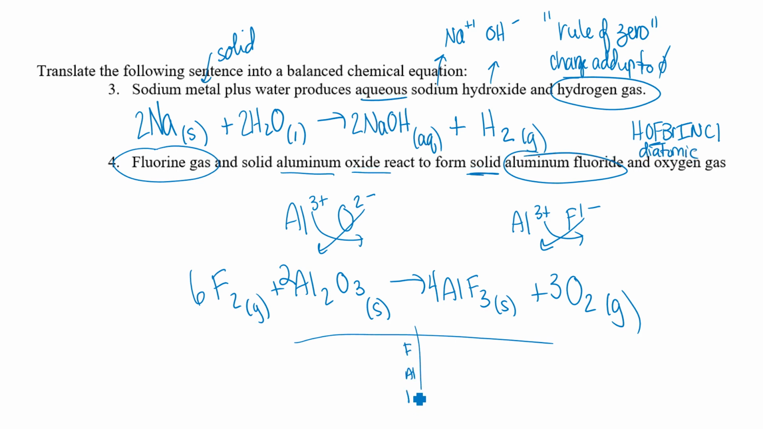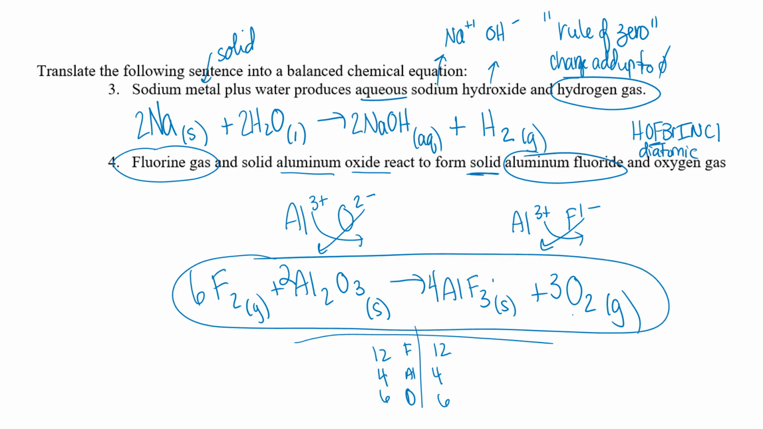On the left, we have 6 times 2, so 12 fluorines, and on the right, 4 times 3, so 12 fluorines. On the left, we've got 2 times 2, so 4 aluminums, and 4 aluminums over here. And then 2 times 3, we've got 6 oxygens over there, and 6 oxygens over here. So now it's balanced. Woohoo! So here's an example of translating these words into symbols.